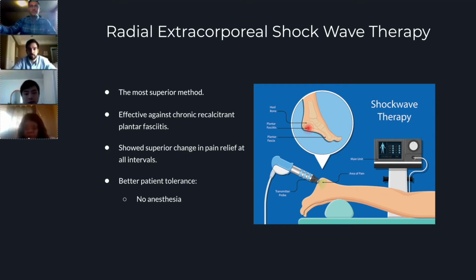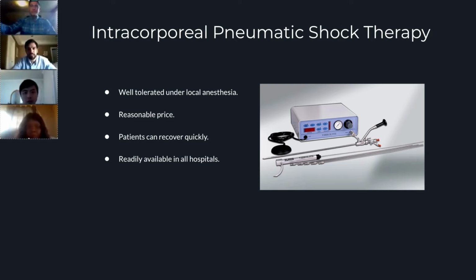Next slide. Now, the intracorporeal pneumatic shock therapy, this one was also well tolerated under local anesthesia.